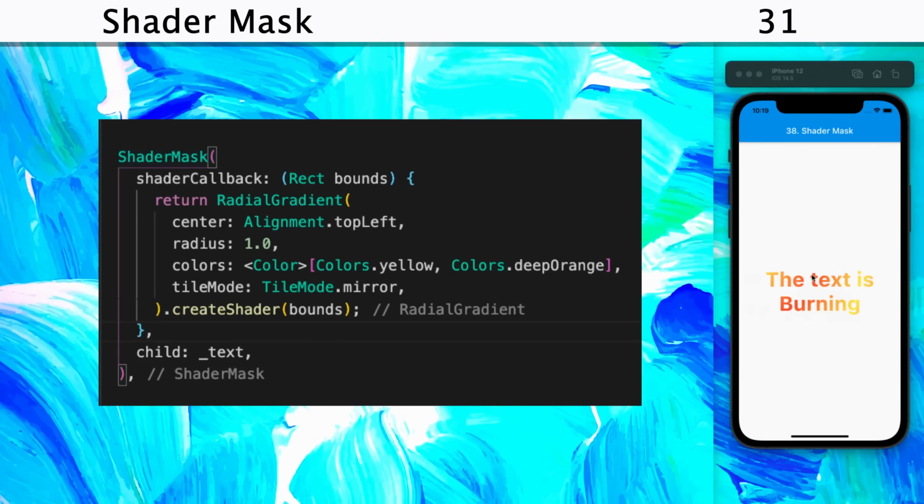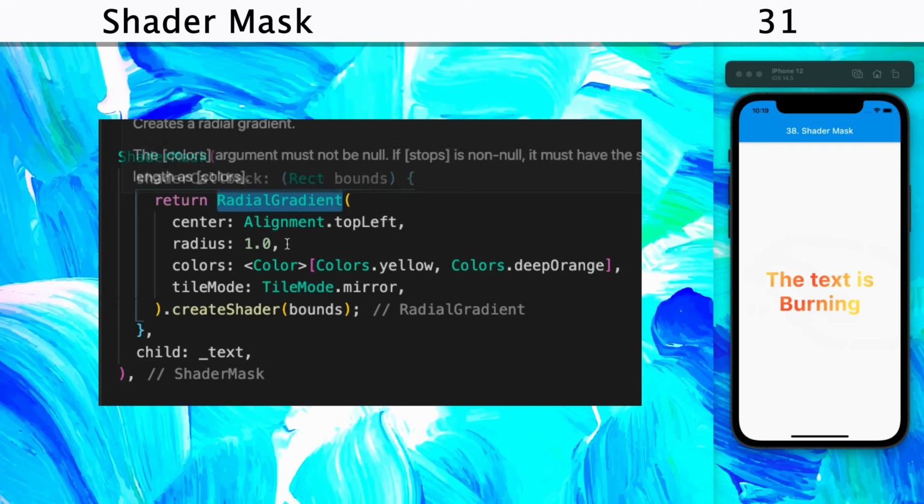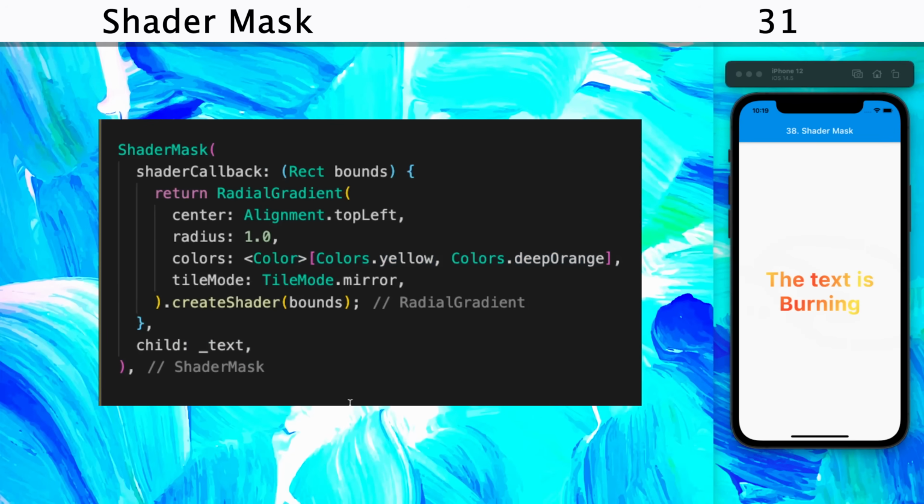The shader mask will allow you to create a text like this. You just need to return a radial gradient, you add your 2 colors, and then you have the tile mode. I have used the mirror.